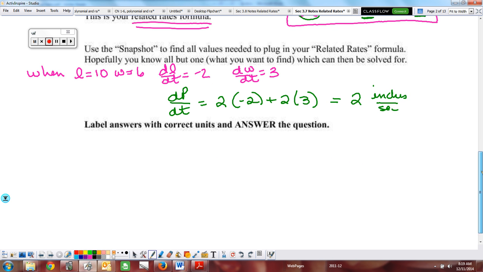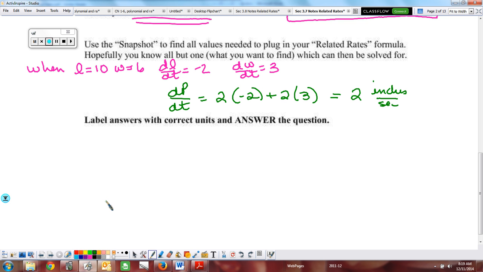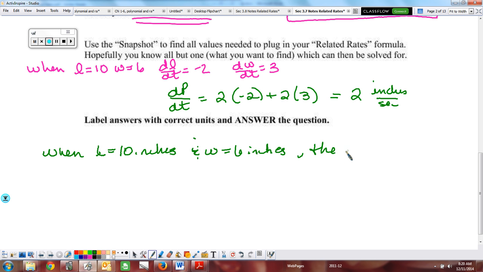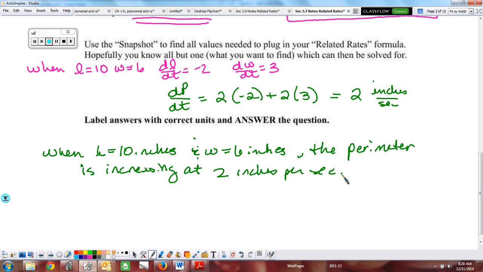And then we take the rate that we have found and we answer using our sentence: the when, the what, the how much, which way, and units. So we have our when: the length was 10 inches and the width was 6 inches. At that moment in time, the perimeter, the what, is positively increasing at 2 inches per second. And there's our answer to the question.